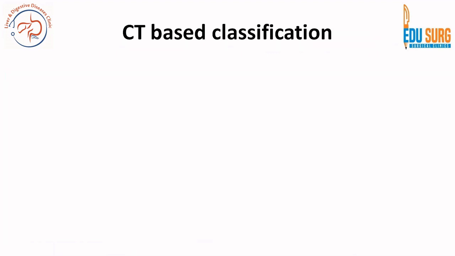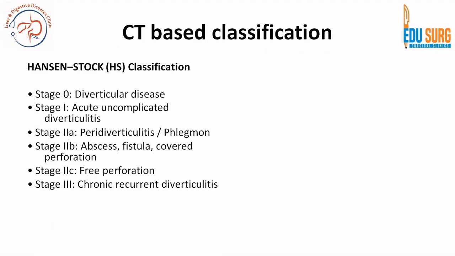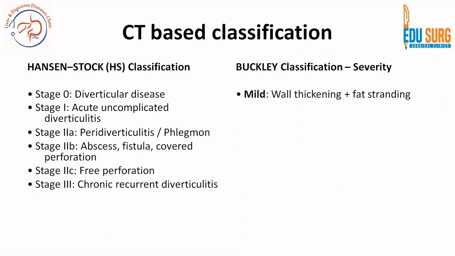So CT-based classification, as we discussed previously, there is a Hansen-Stock classification and a Buckley classification. The Buckley classification is more for severity, whereas Hansen-Stock classification is more like the Hinchey classification. You have stage 0, which is a diverticular disease. Stage 1 is acute uncomplicated diverticulitis. Stage 2 can be abscess and perforation, or purulent peritonitis, fecal peritonitis. Stage 3 is chronic recurrent diverticulitis.